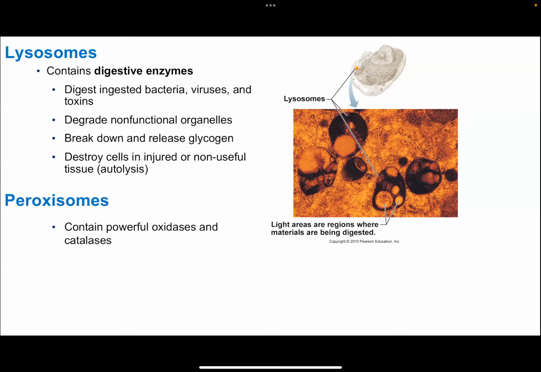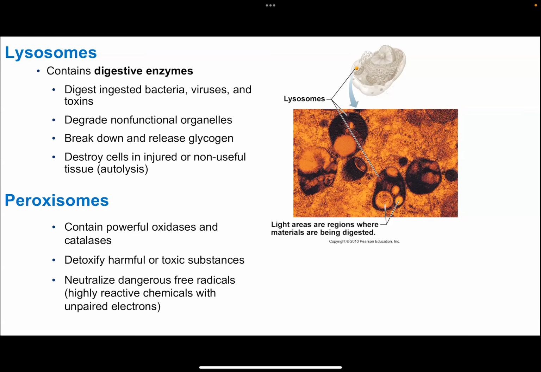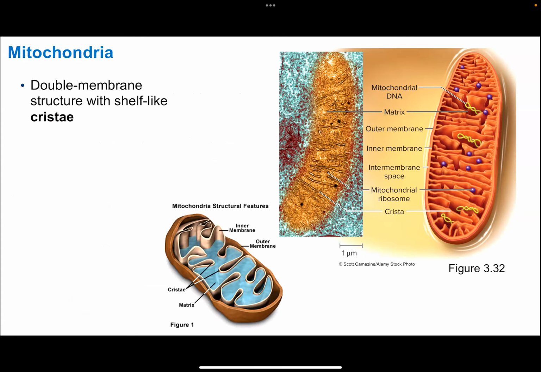There's other types of small pockets within a cell called peroxisomes. And these guys contain oxidases and catalases that can also break down. They help in detoxifying harmful or toxic substances, and they can neutralize free radicals that can be dangerous to the cell or to the body.